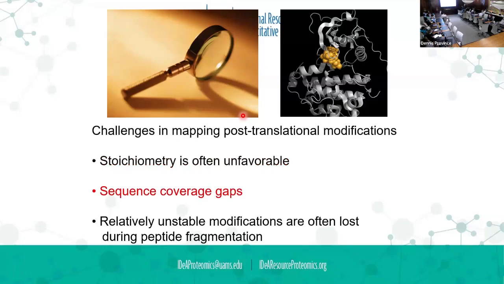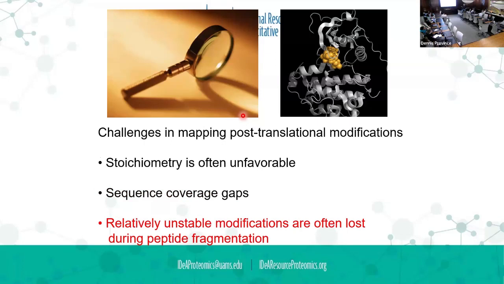The sequence coverage gaps, I kind of alluded to this yesterday. Are we going to be able to see this phosphorylation? Probably not, and not because I'm a pessimist, because I'm a realist. If we average 30% sequence coverage, there's a 70% chance we're not going to see the region that you're interested in. We can do better when we have more protein.